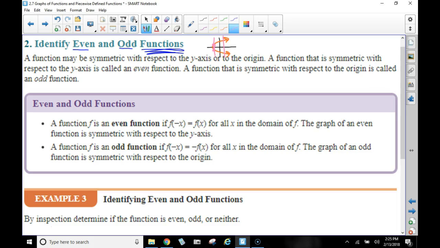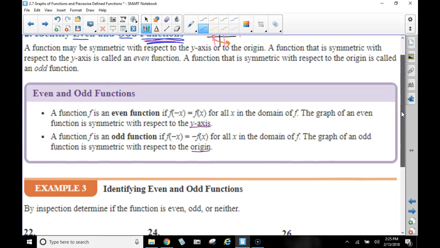So now, if we're talking about a function, x-axis symmetry is off the table. We're really only going to look at two types of symmetry for functions: symmetry about the y-axis and symmetry about the origin. Those types of graphs could pass the vertical line test, and therefore be called functions.